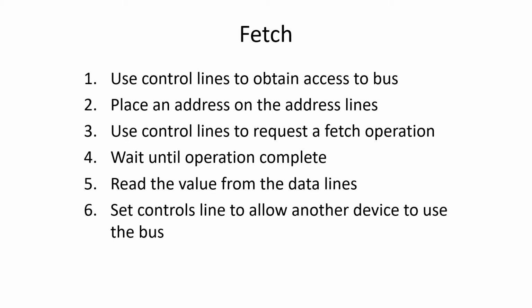Basically, if you want to get information from memory or a controller, you set the control lines to tell the bus you want to access the bus. That you are the device that wants to access the bus. Then you put the address in the address lines, tell the memory system that you want to read. Then you have to wait until that's over because it doesn't happen immediately. Finally, the values are available on the bus. You read those values in and then set the control lines to allow some other device to use the bus.